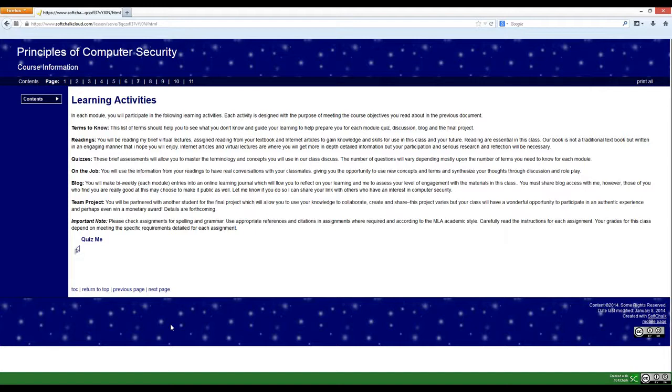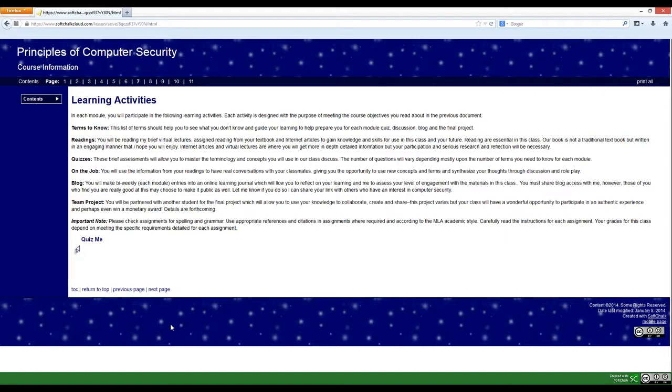So we know that there are going to be terms to know, so we expect to look for those when we log into our first module. As students, we know there's going to be readings, and we have some information from our instructor why those readings are important. We know there's going to be quizzes. We know there's going to be an on-the-job discussion forum that we're going to have to participate in. We also know that there will be a blog assignment and a team project.